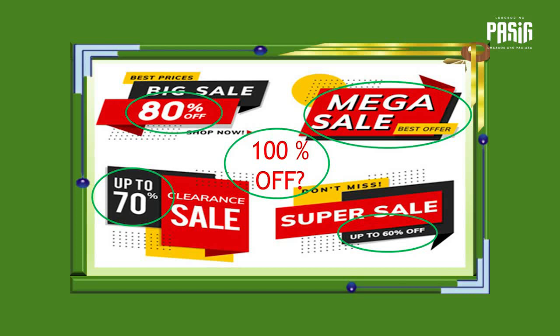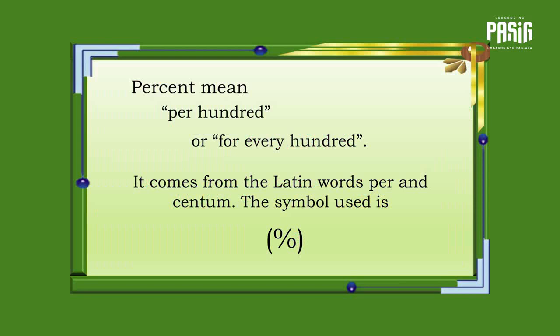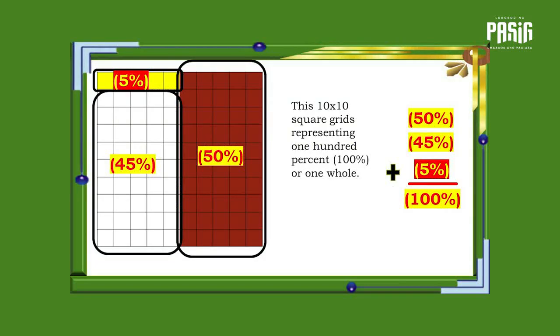Let's find out. Percent means per 100 or for every 100. It comes from the Latin words per and centum. The symbol used is %. So I have here a 100 square grid. This is a 10 by 10 square grid representing 100% or one whole. As you notice, there are 50 square grids with red color, and that represents 50%.